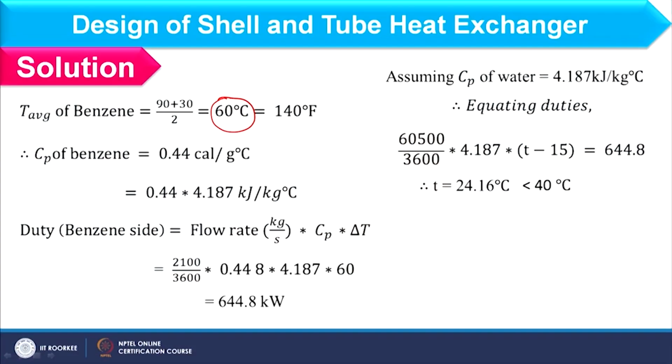Now, in this problem, for benzene I know both temperatures, inlet and outlet. So, simply I can do the averaging of both temperatures available for benzene. If I do that, I find the average temperature as 60 degree Celsius, and when I convert it, it comes as 140 degree Fahrenheit. At this particular temperature, you have to find out the Cp value from the property data.